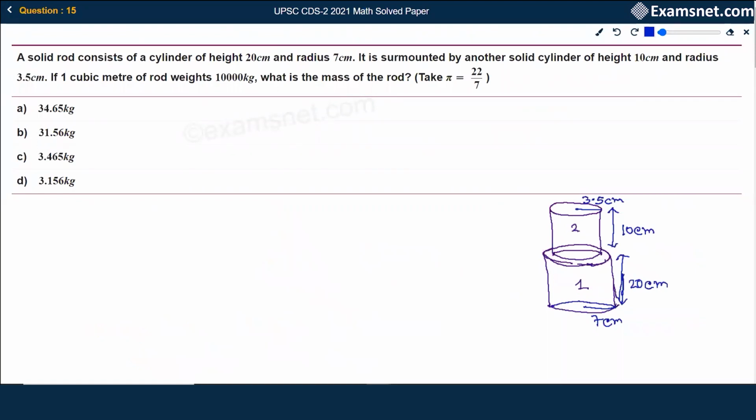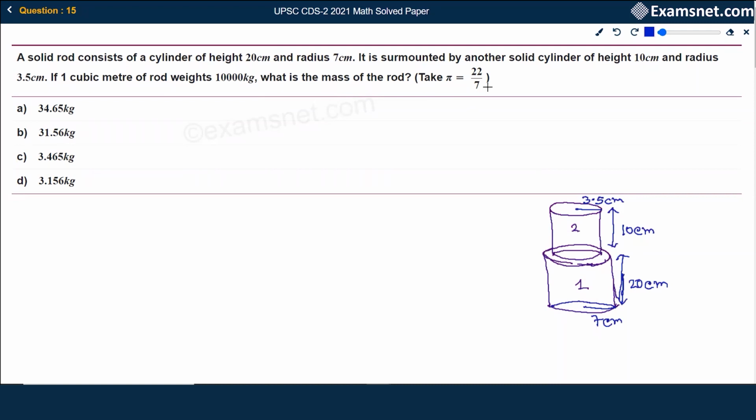In question number 15, it states that a solid rod consists of a cylinder of height 20 centimeter and radius 7 centimeter. It is surmounted by another solid cylinder of height 10 centimeter and radius 3.5 centimeter. If 1 cubic meter of rod weighs 10,000 kg, what is the mass of the rod? Take pi equals to 22 by 7.